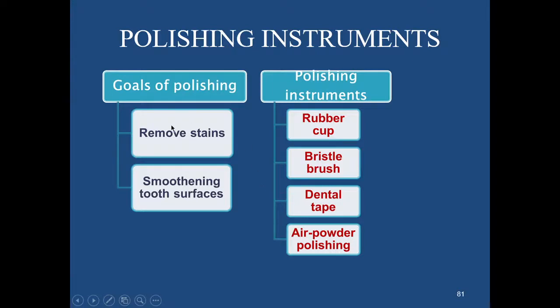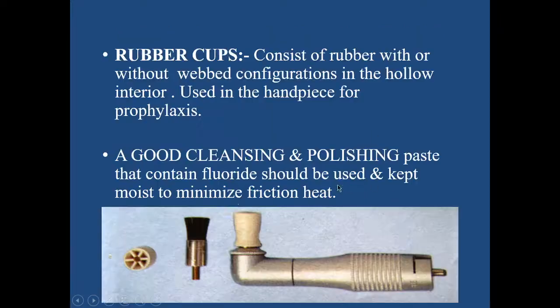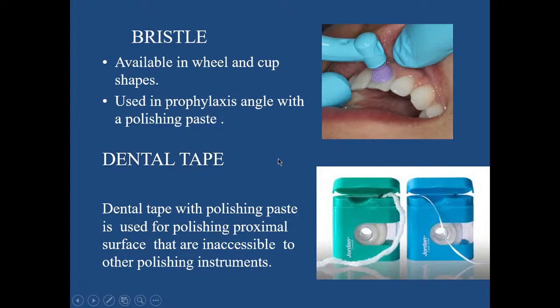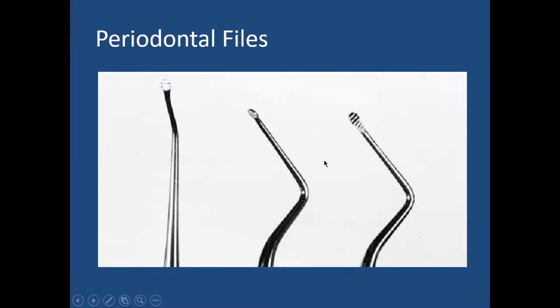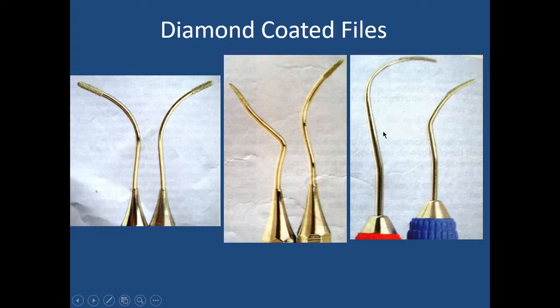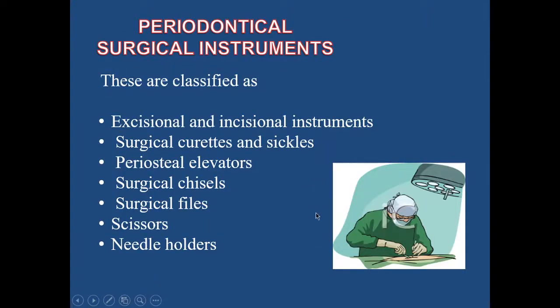The polishing instruments for removing stain and smoothing tooth surfaces use rubber cups, dental tapes, and bristle brush, and the air powder, and the periodontal files, see, and I'm putting the files. All of this is used for scaling and root planing. So we will finish phase 1 therapy and turn to phase 2 therapy.